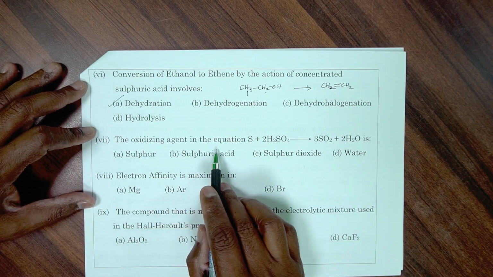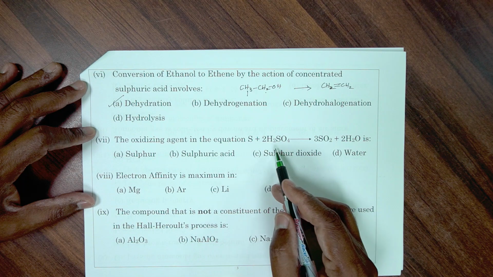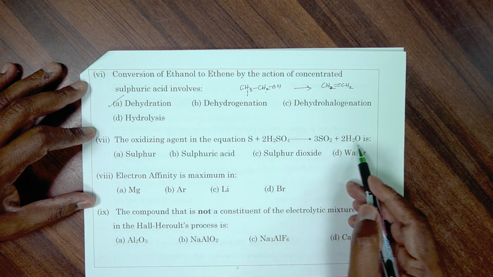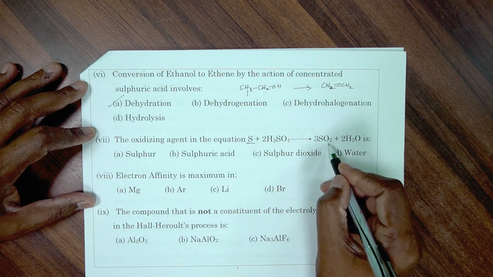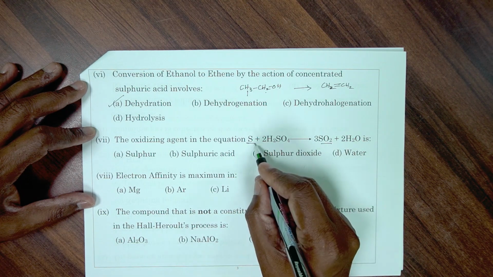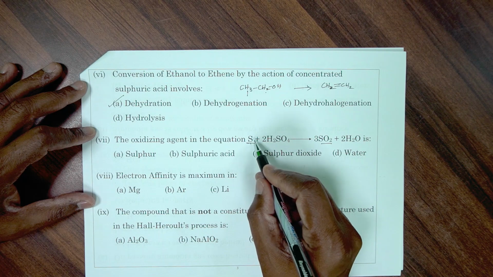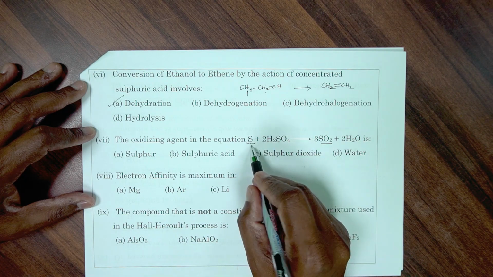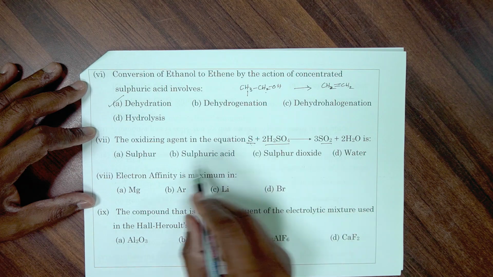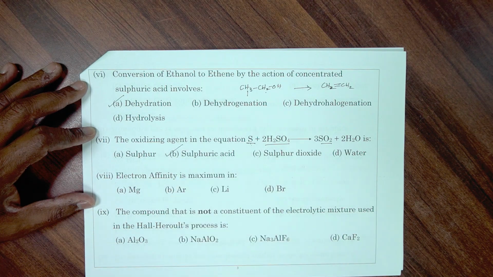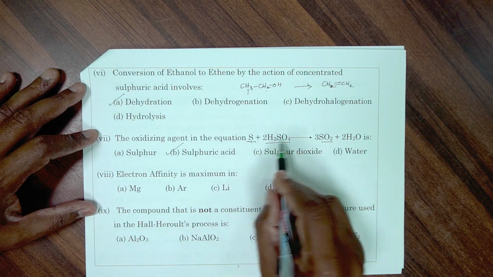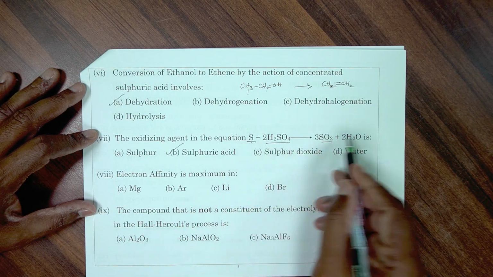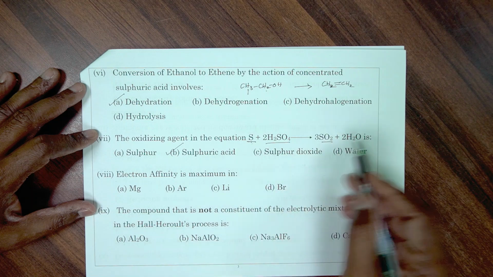Now question number 7. The oxidizing agent in the equation S plus 2H2SO4 gives 3SO2 plus 2H2O is. What is the oxidizing agent? We know sulfur is getting oxidized to sulfur dioxide. Oxygen is getting added to sulfur. So sulfur is undergoing oxidation, so it is not the oxidizing agent. The H2SO4 here, sulfuric acid, is the oxidizing agent. Anyway, oxidizing agent and reducing agent will always be from the reactant side, not on the product side. So we will not check this side.